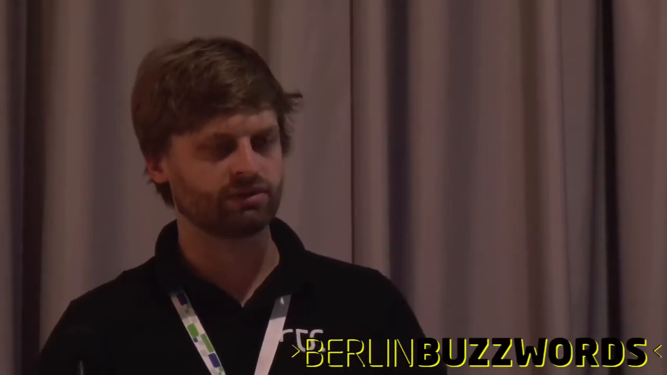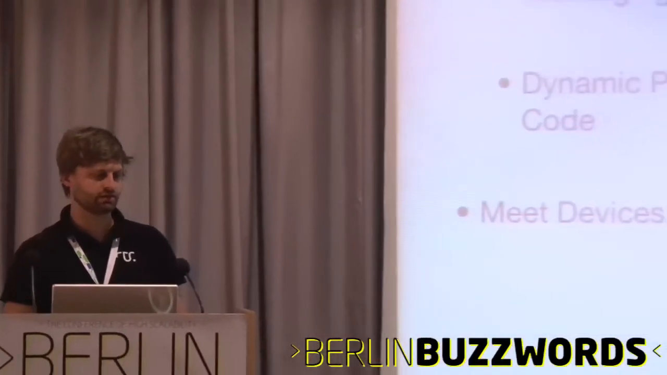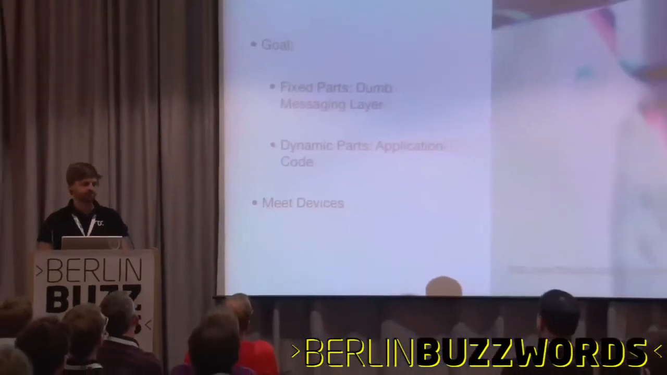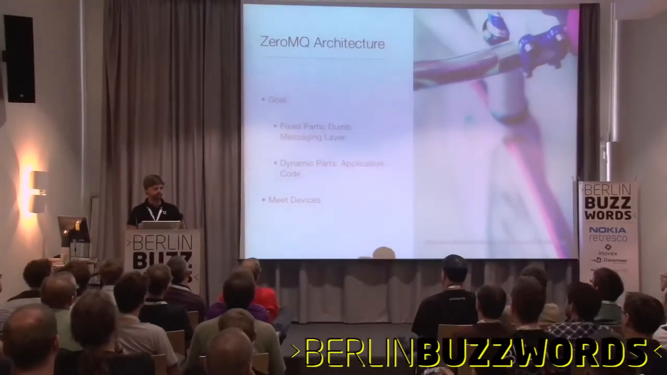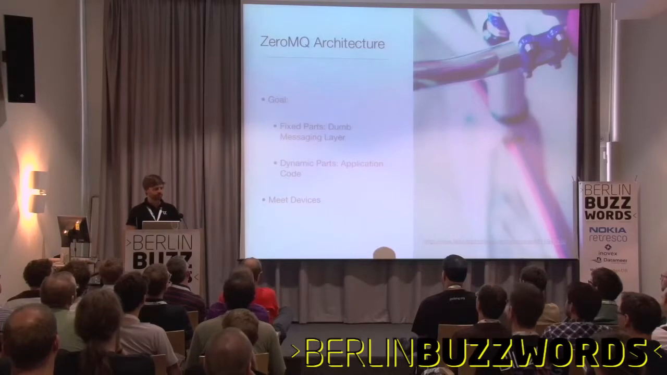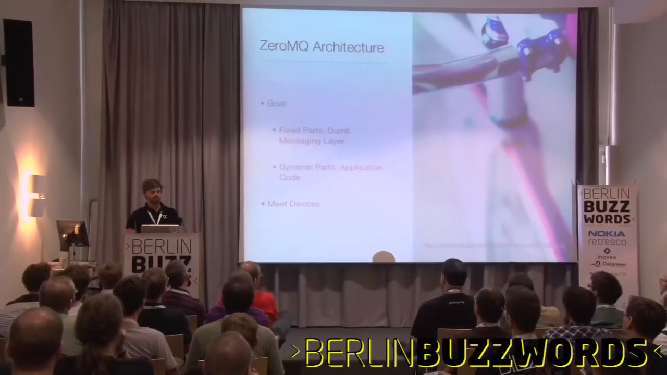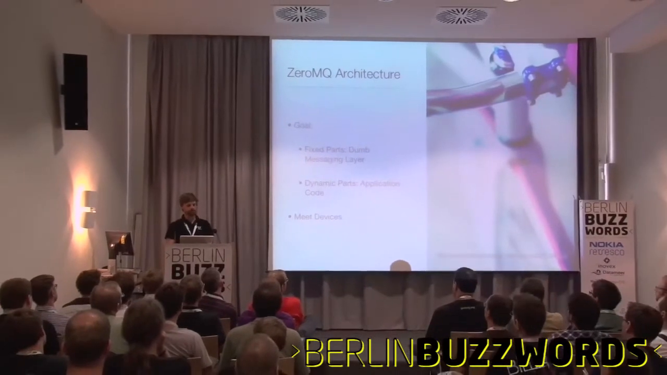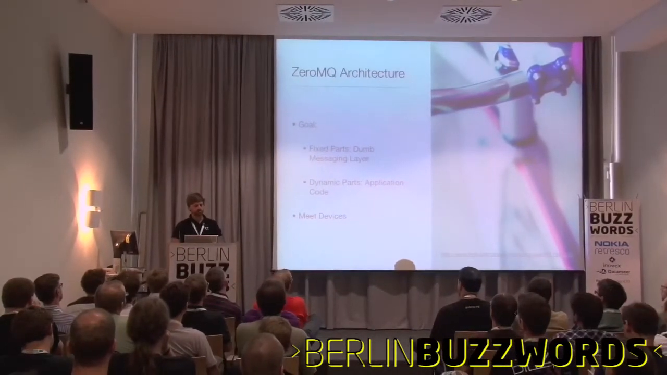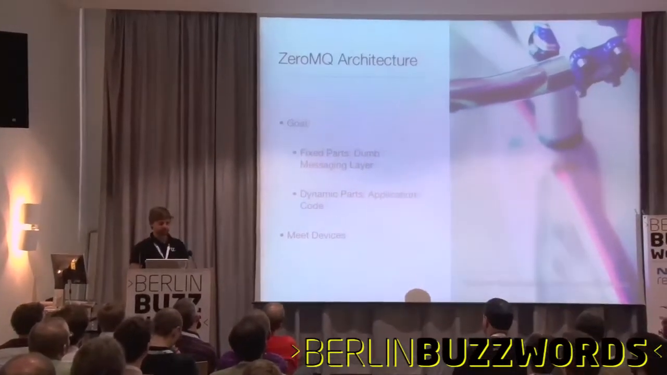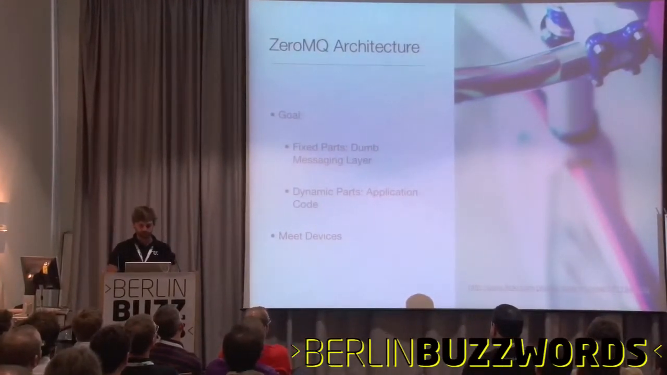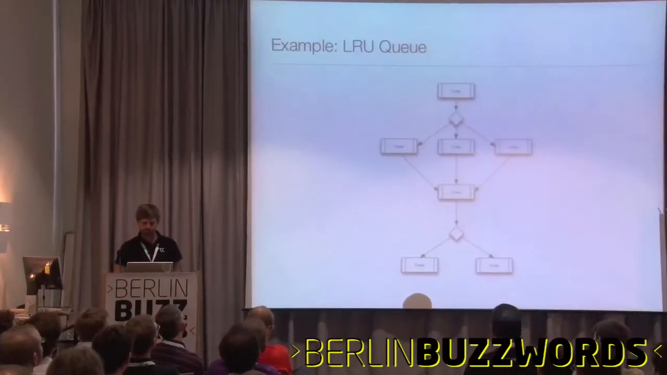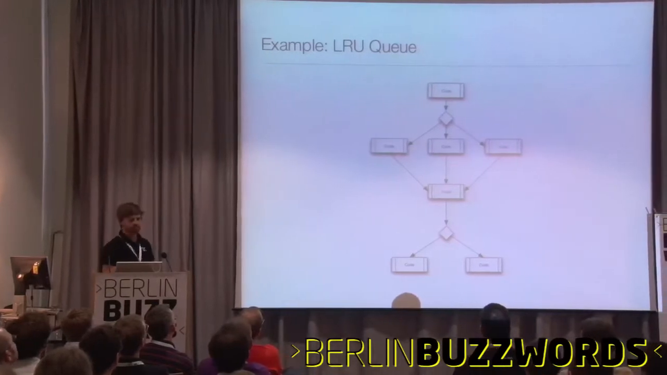The problem with the first example, of course, was that we only had one server, and if the server crashes, then my application is gone. So that's not very cool. Our goal is to separate concerns in this case. We want what is called a fixed part. This is the messaging layer and all the routing logic, and the fixed part really has to be as dumb as possible with respect to your real application. And then we have the dynamic part, which is your actual application code that should scale if possible. And this is what devices are for. So in the next example, we will create a very simple least recently used queue.